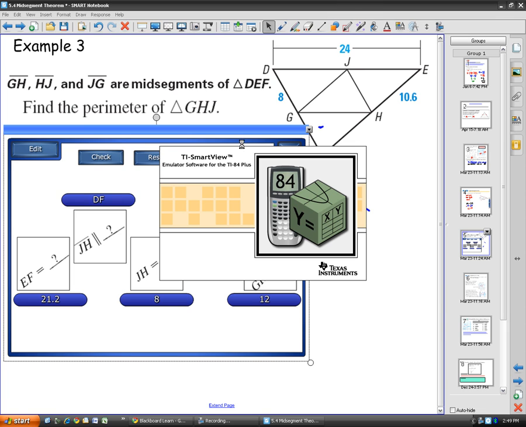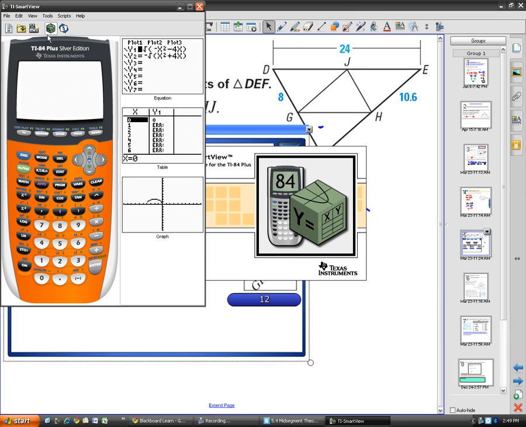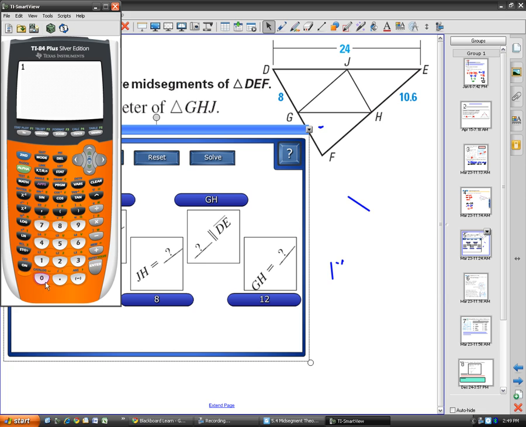Like 10.6 plus 8 plus 12. And there is my perimeter. 30.6 is the perimeter of the smaller triangle in there.